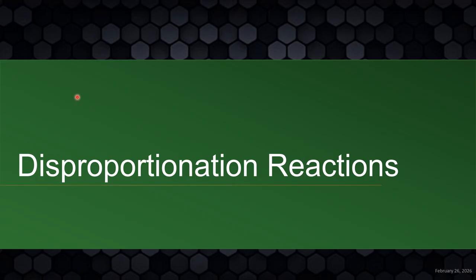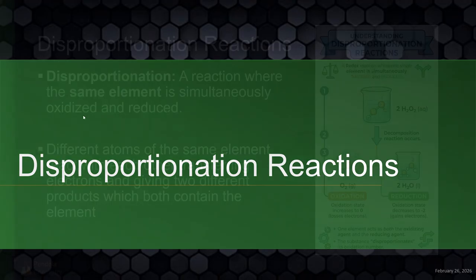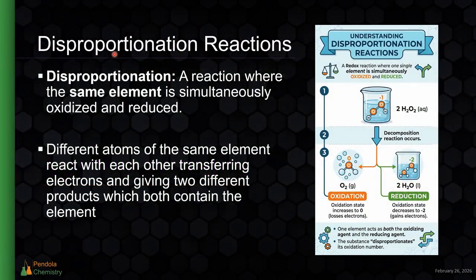This is going to be the last video for the chapter 12 series, which is going to focus on chapter 12.4, or the disproportionation reactions. So this is going to look at very specific reactions which the halide ions actually undergo a lot of, as well as the halogen diatomic molecules. So let's get started. Let's start with what is a disproportionation reaction.